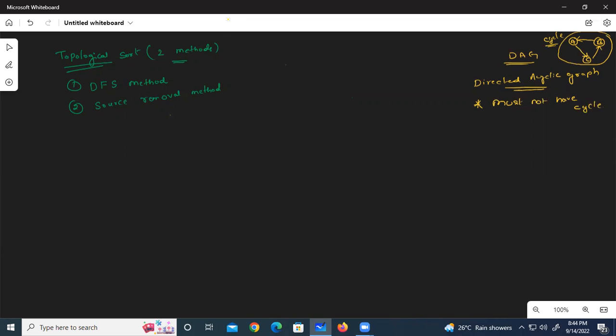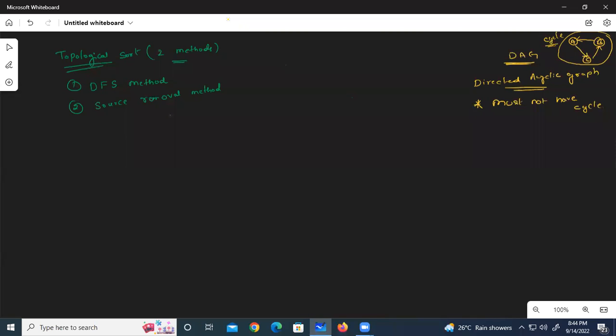If the graph has a cycle like this, it is not valid. The graph must be a DAG graph, a directed acyclic graph, which means it should not have a cycle. That one is very important in this graph, and you have to understand it. Okay, fine. Everyone okay with this?